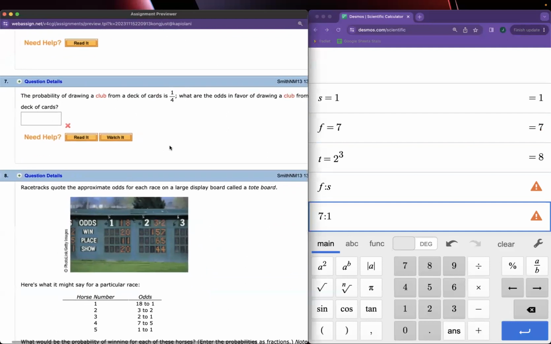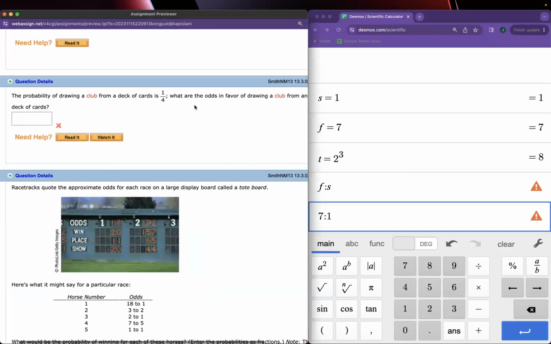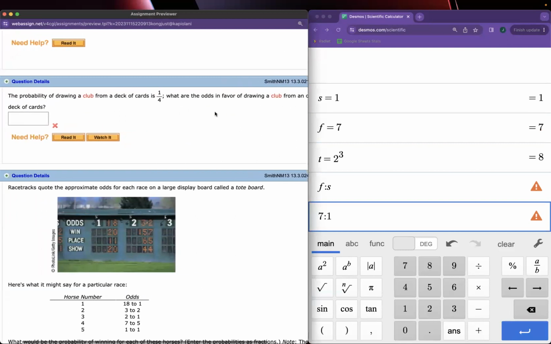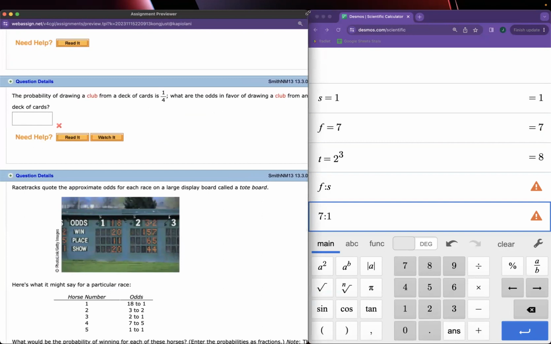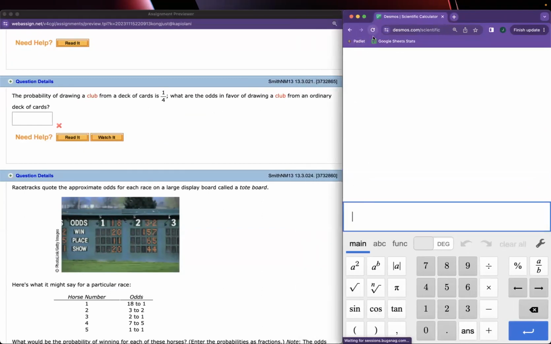All right, number 7, probability of drawing a club from a deck of cards is 1/4. What are the odds in favor of drawing a club? I'm sorry, not club. You wouldn't draw a club from a deck of cards. That would be strange. So once again here, we're going to do the S, F, and T.